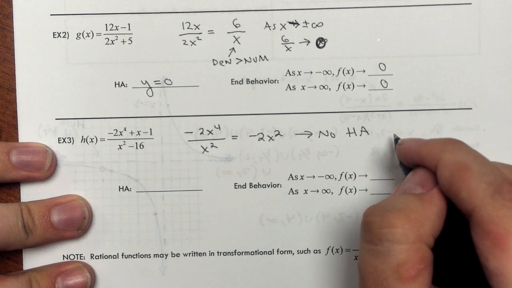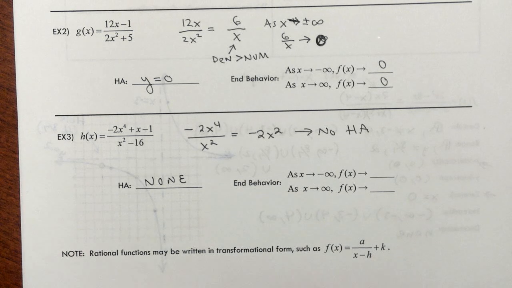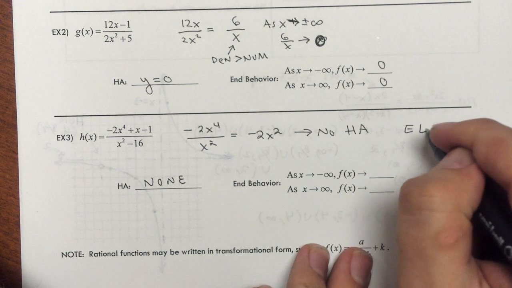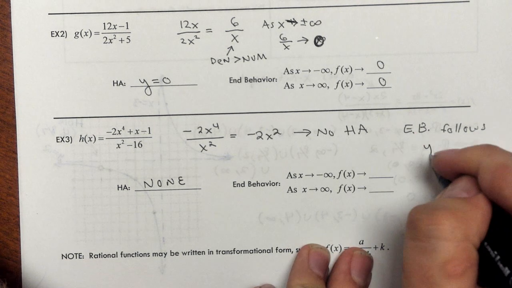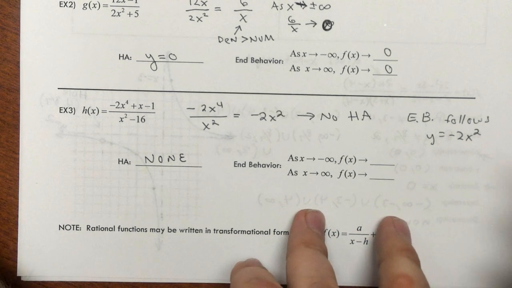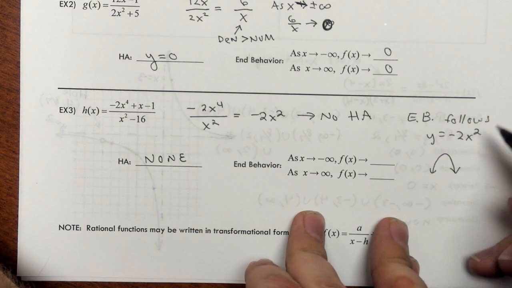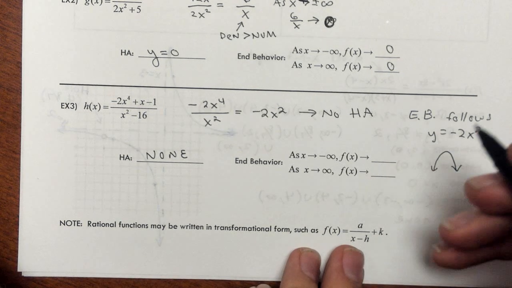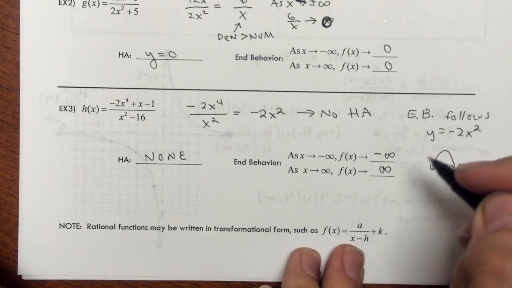But what can I say? Horizontal asymptote, there isn't one. My end behavior follows y equals negative 2x squared, which means both ends will go down. If you think about this, this is a parabola with a reflection in the x-axis. So both ends will approach negative infinity.